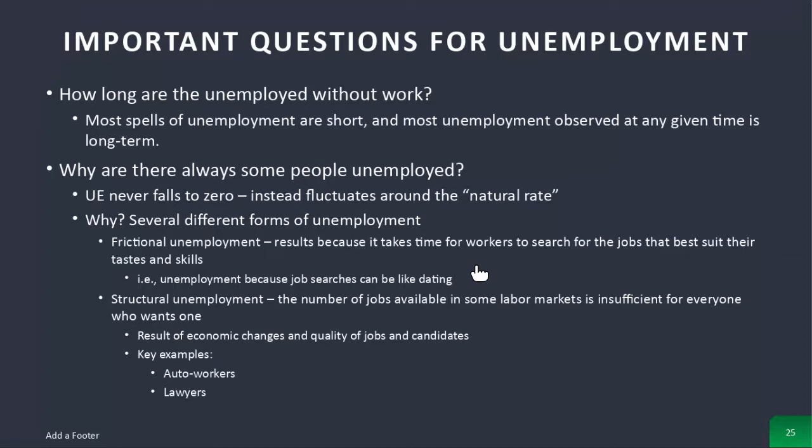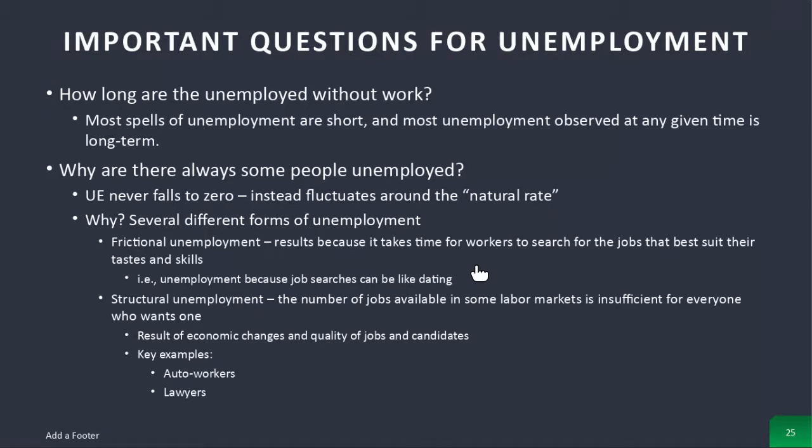Structural unemployment, meanwhile, this is what we've been talking about with steel mills and coal miners. This is the number of jobs available in some labor markets insufficient for everyone who wants one. And this is usually a result of economic changes in the quality of jobs and candidates. So some key examples here of structural issues, I mentioned coal miners and steel mills. That's where their markets have declined and the amount of people that had those jobs is still much greater.